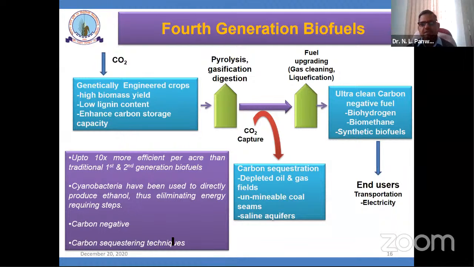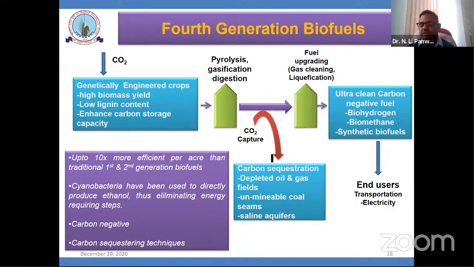The fourth generation fuel comes from pyrolysis, gasification, or digestion. During digestion or gasification, in the upstream process, we capture the carbon dioxide and send it into depleted oil or gas fields or unminable coal seams. This is called sequestration. Sequestration means removal of carbon dioxide from the atmosphere; you are not adding carbon dioxide to the atmosphere. And fuel upgradation is the downstream process.